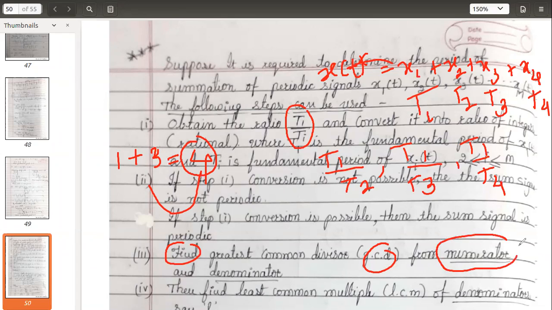So GCD of both numerator and denominator. Actually, numerator GCD is not required for your steps. But however, we are calculating for the denominator. Let us calculate for the numerator as well. Okay. So the important thing, greatest common divisor, we should find for the denominators and numerators. What do you mean by numerators? Numerators, you have T1 here. What are denominators? Denominators, T2, T3 and T4. If I take one sample problem, you'll understand this. Okay. So this is the third step.